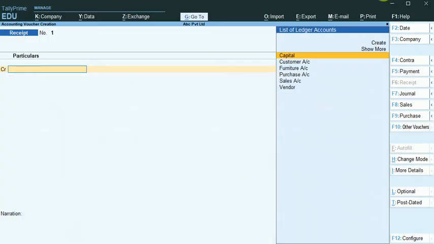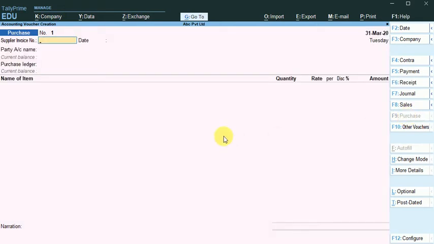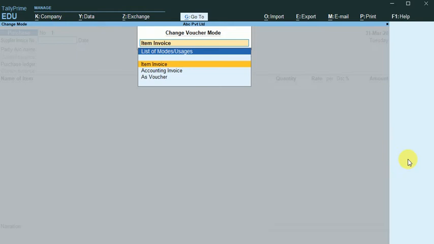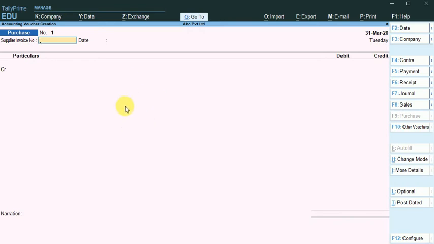So I'm entering into Tally Prime. I want to make a purchase, so I'm clicking on F9. This is a single entry mode, and I cannot enter my transaction in this mode. So I'm changing the mode. I'm changing it to vouchers. Here I can enter my journal entry.